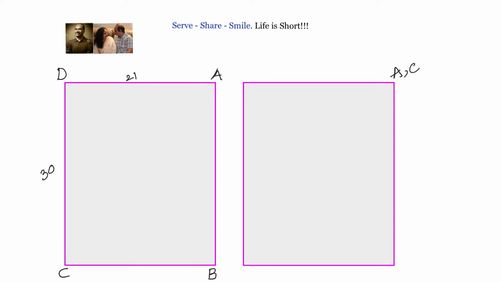Now the rectangle, or this sheet, needs to be folded in such a way that A and C will coincide with each other. In that scenario, you will observe that we will be forming a pentagon. Now we have been asked to find out what is the perimeter of this particular pentagon.